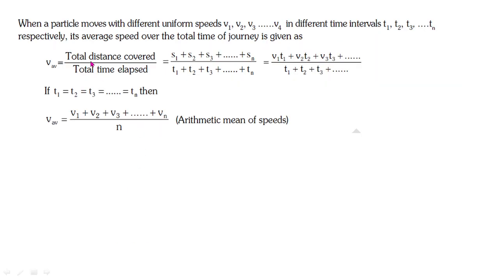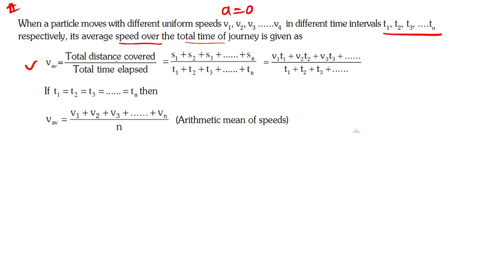So let's see this situation. Speed means it only talks about distance here. When a particle moves with different uniform speeds, uniform obviously means there is no acceleration. Acceleration is zero. We know this already. So it is moving with uniform speeds V1, V2, V3 in different time intervals respectively. The average speed over the total journey time. Yes or no?